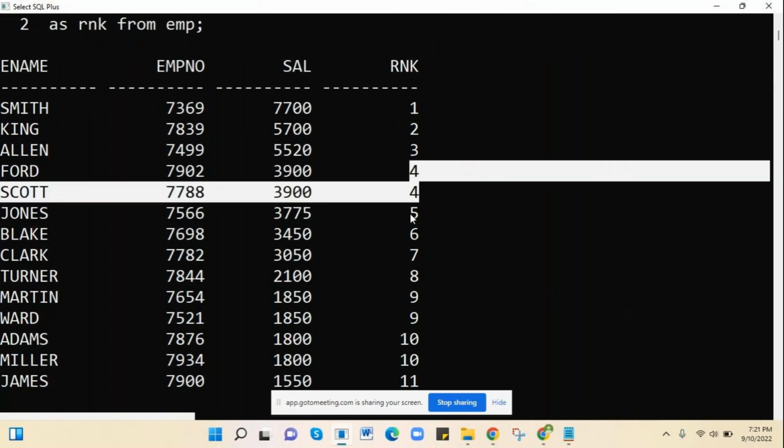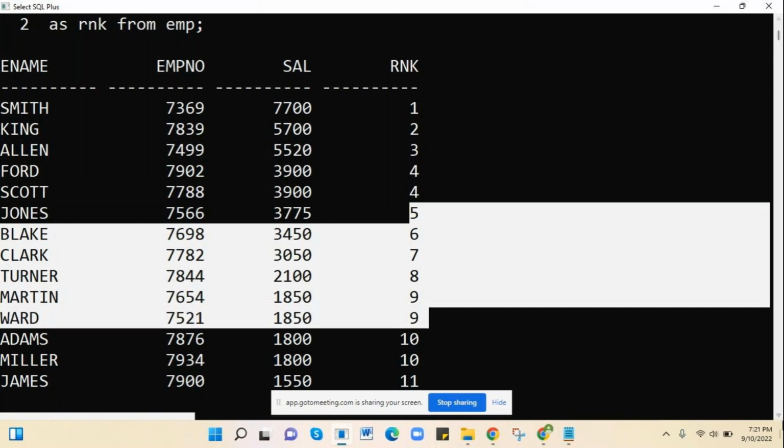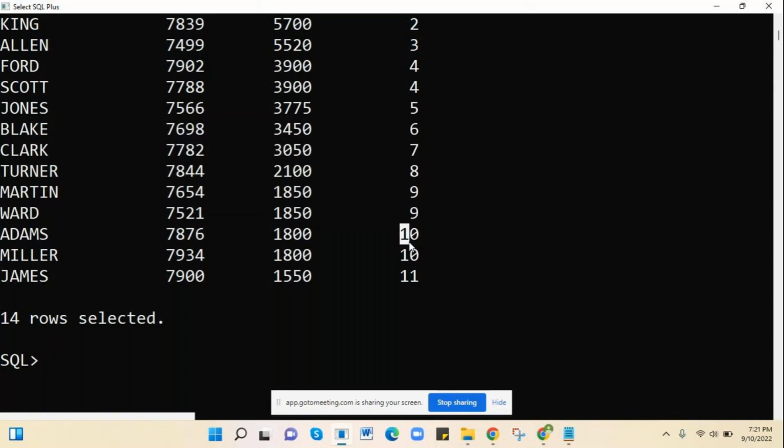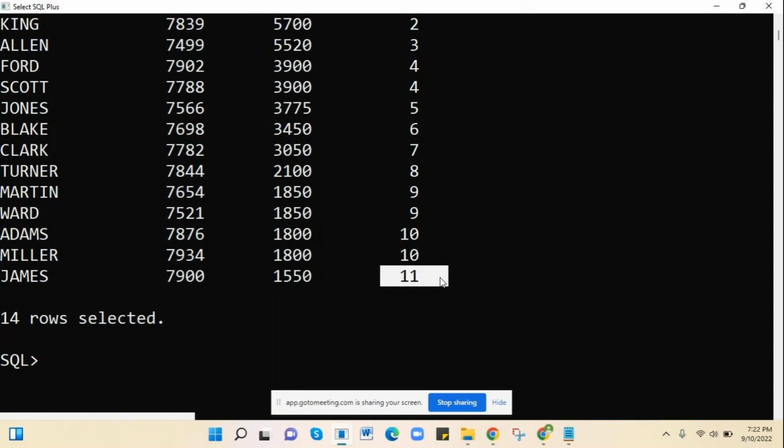Both have fourth rank. Next fifth, sixth, seventh, eighth. Both have ninth rank. You see, it does not skip the 10th rank. Again, it will give 10, 11. So what is the last highest? Least rank, 11th rank. Even though we have 14 employees, it will give 11th highest. Okay. It does not generate the gap. It does not skip the number.